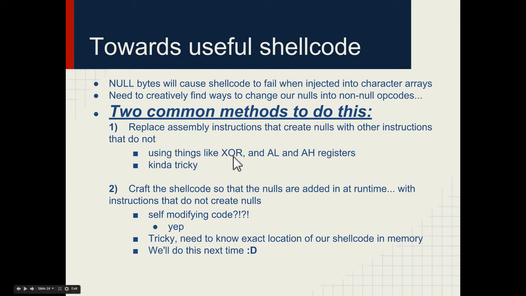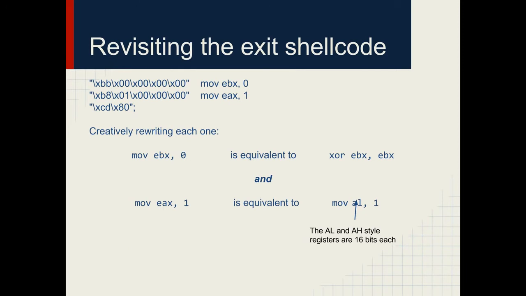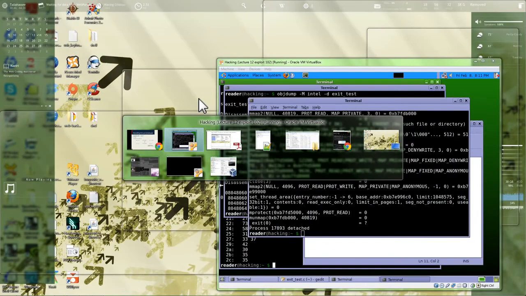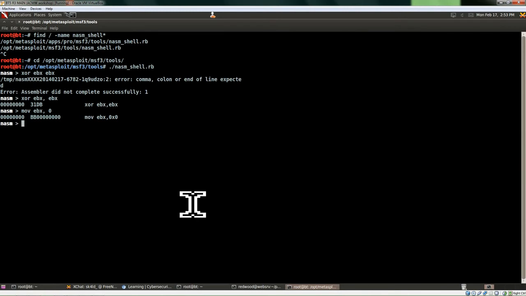So this involves playing with things like XOR, playing with the subparts of registers like the lower half, upper half. And we're going to cover the art of self-modifying code in this lecture as well. It's not too difficult actually. So let's replace these instructions with similar instructions that don't have any null characters. And a very, very useful tool for this is something provided by Metasploit called NASM shell.